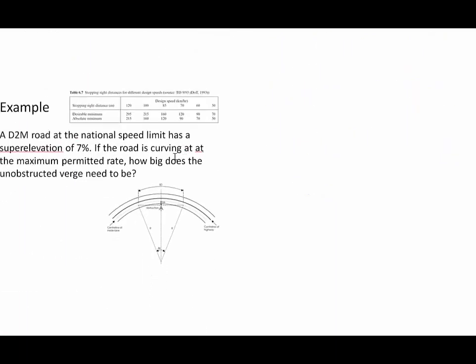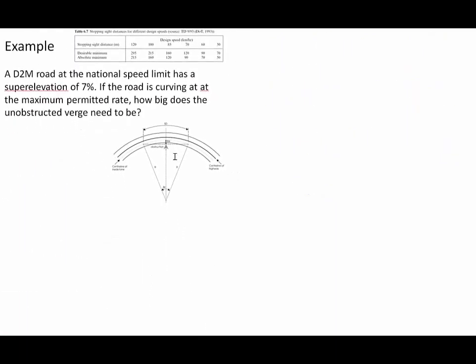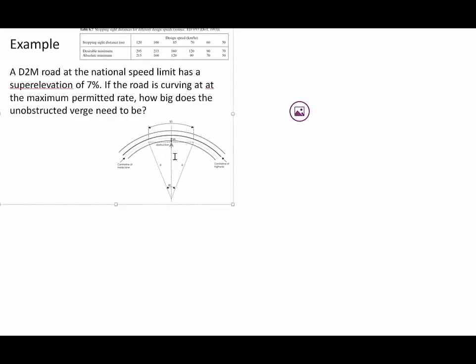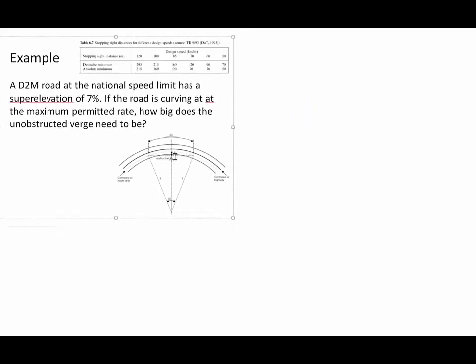So we'll do a similar example. We've got a D2M road at the national speed limit. You should know that D2M is a dual carriageway motorway. Super elevation of 7% allows us to really reduce that radius of curvature. If this road is curving at the maximum permitted rate, how big does the unobstructed verge need to be?